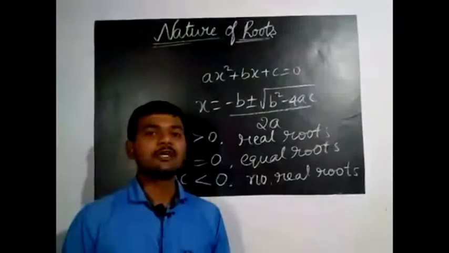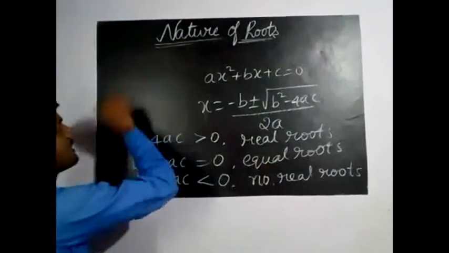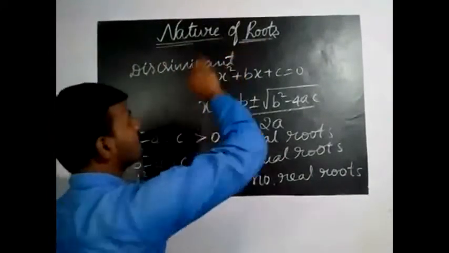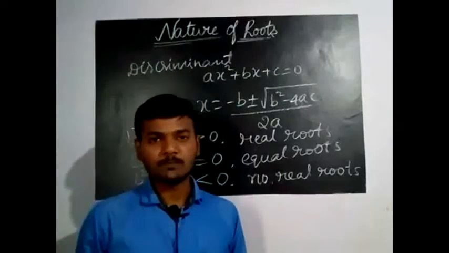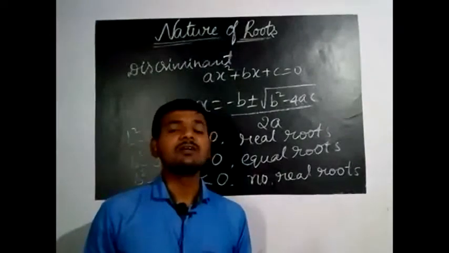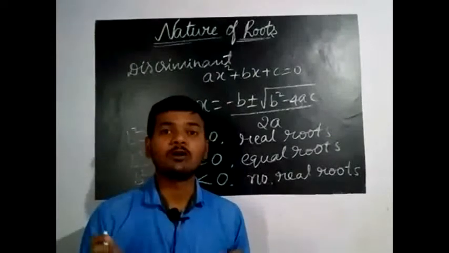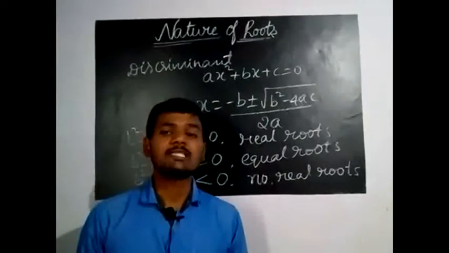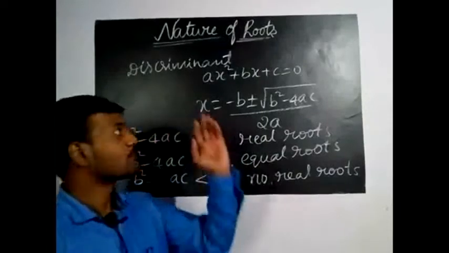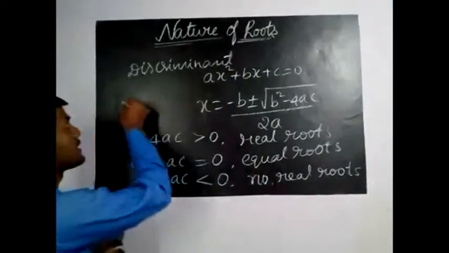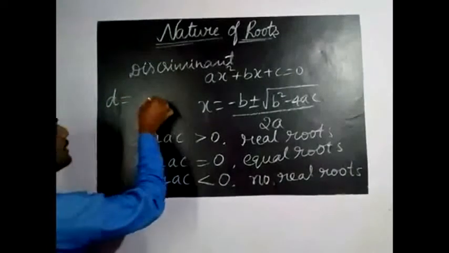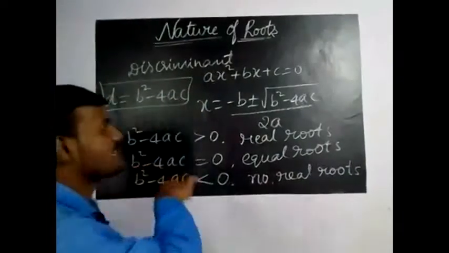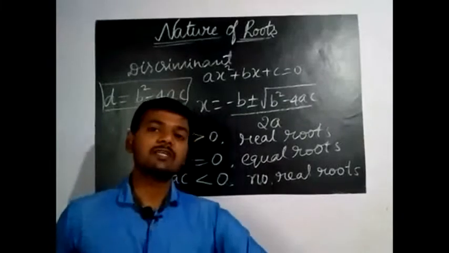Okay, so here the quantity b square minus 4ac is the discriminant for the quadratic equation, which means it describes the nature of the roots, whether they are real roots, not real roots or equal roots. So that's why it is known as the discriminant. It can be denoted as capital D or small d, which is equal to b square minus 4ac. It is the discriminant for the quadratic equation, which gives the nature of the roots.